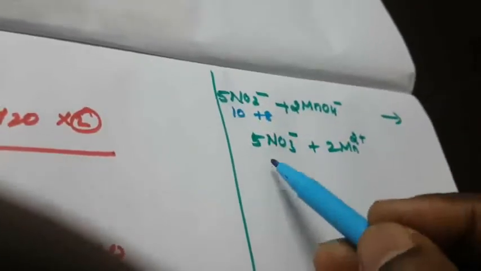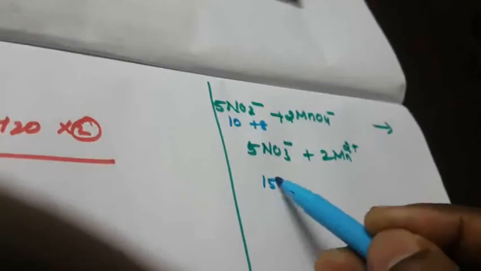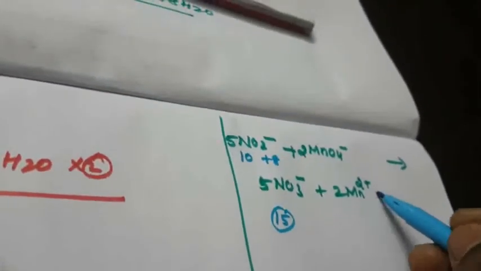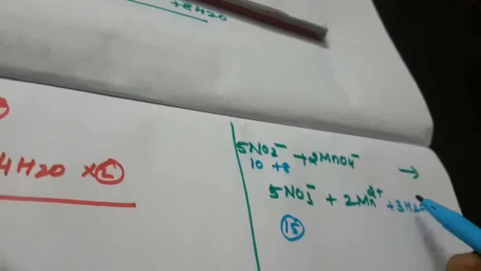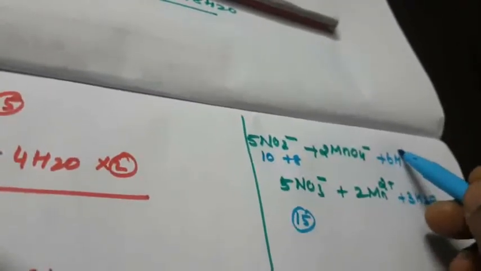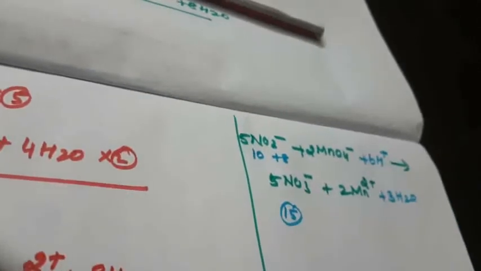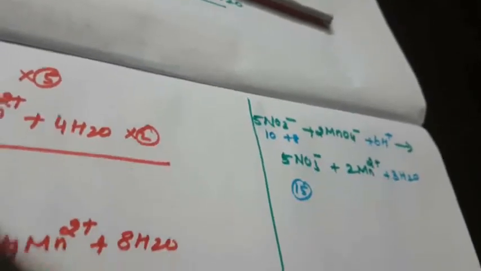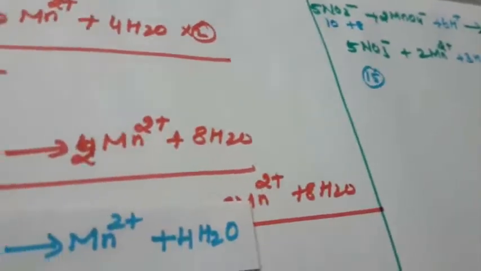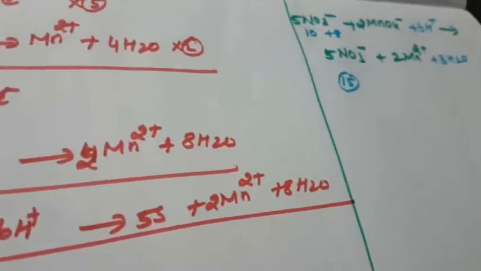Now how to balance that equation? Total oxygen: how much oxygen is here? On the left it is 10 plus 8, which is 18. On the right, 5 times 3 is 15. Only 15 is there, and 18 is needed, so the remaining 3 oxygen we add on this side as water. With 3 water molecules there are 6 hydrogen, so this is in acid medium, and you add H plus. This is how balancing is done. This is another example of NO2 minus to NO3 minus.